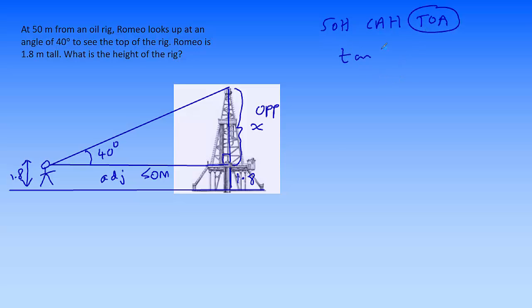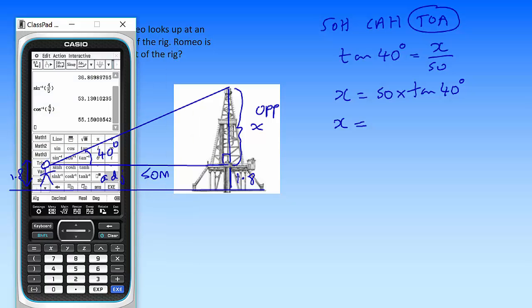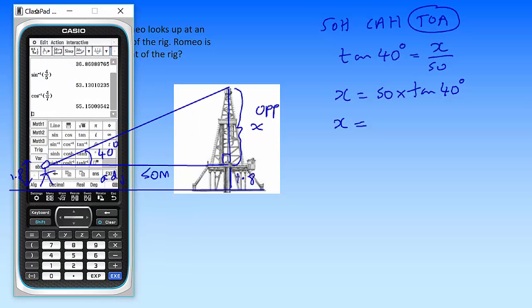The tangent of the angle we know is equal to the opposite, which is x, divided by the adjacent, which is 50. Rearranging, x is going to be 50 multiplied by tan 40. And then we'll calculate x. So that is going to be 50 multiplied by tan of 40, 41.954, and so on.